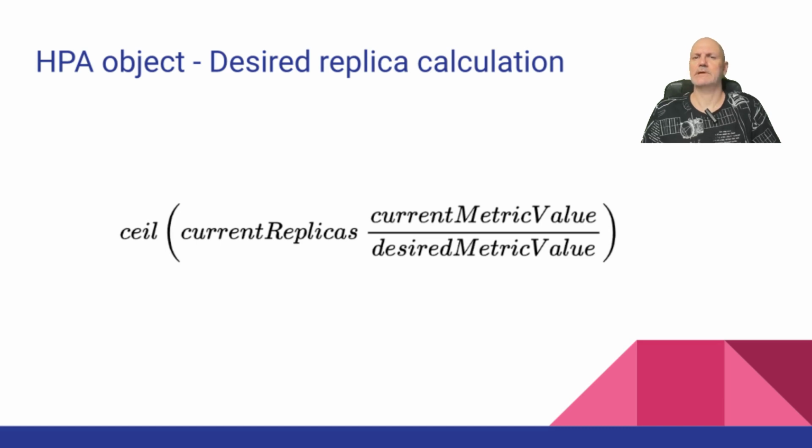Let's see how HPA calculates the desired replica count from the metric value. Generally speaking, the amount of desired replicas in each HPA's evaluation is calculated using this formula. So the number of application replicas will be adjusted according to the ratio of the currently measured metrics and the configured amount in the HPA target section.